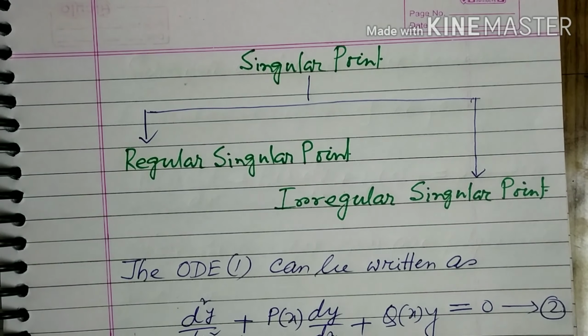Now try to understand with some example. I have selected one question: determine whether the points x equals 0 and x equals 1 are ordinary or singular points of the ordinary differential equation x(x minus 1) d2y/dx square plus x dy/dx plus (1 by x) y equals 0. Let's see whether x equals 0 or x equals 1 are ordinary or singular.